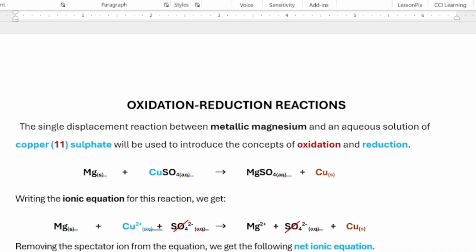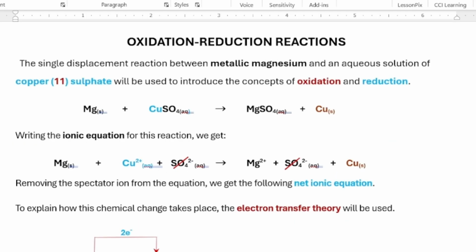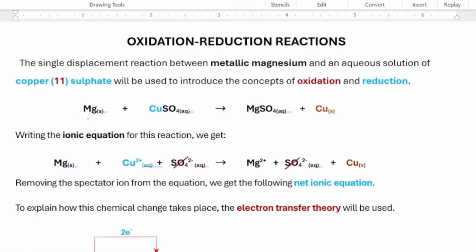Oxidation-reduction reactions. The single displacement reaction between metallic magnesium and an aqueous solution of copper-2 sulfate will be used to introduce the concepts of oxidation and reduction. According to the chemical equation shown, magnesium is reacting with a solution of copper-2 sulfate where copper gets displaced and a solution of magnesium sulfate is produced.